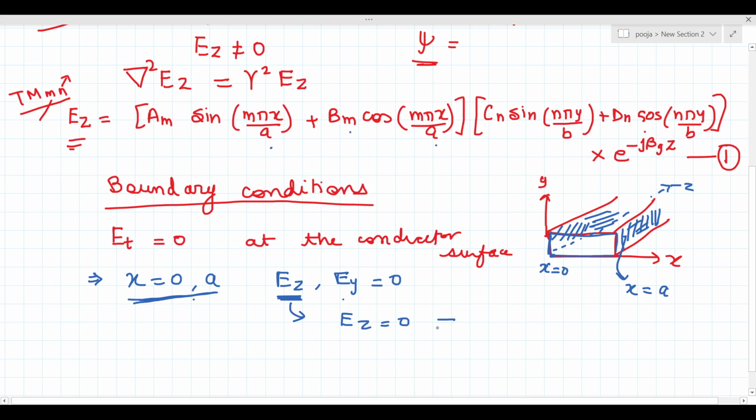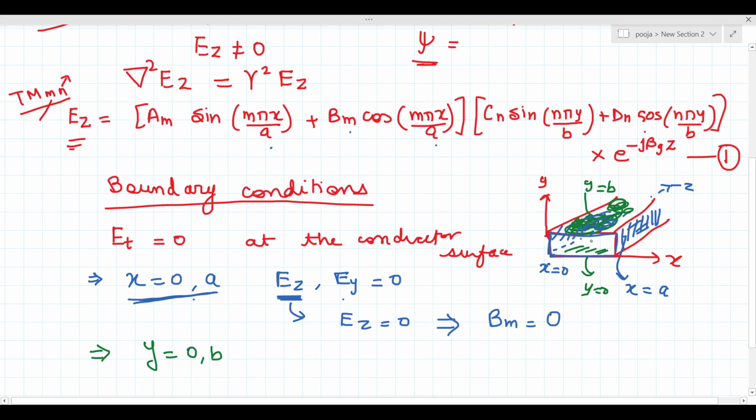So this boundary condition gives us the constant value Bm equal to 0. Okay, now the second boundary condition. The second surface is y equal to 0 and b. What is y equal to 0? This is the bottom surface, and y equal to b is this top surface, this green one. So the y equal to 0 surface and the y equal to b surface.